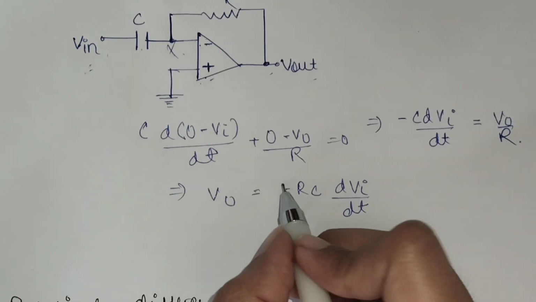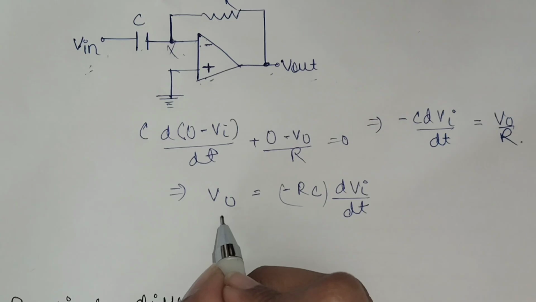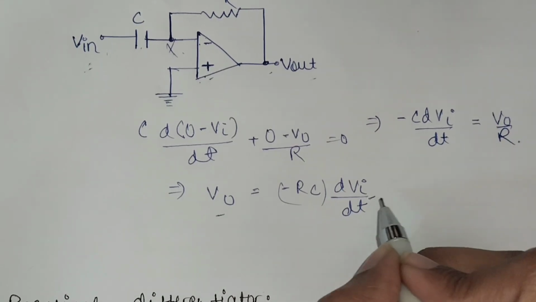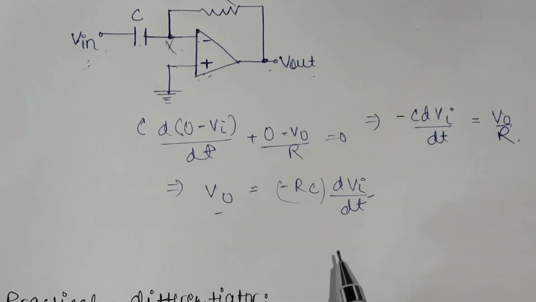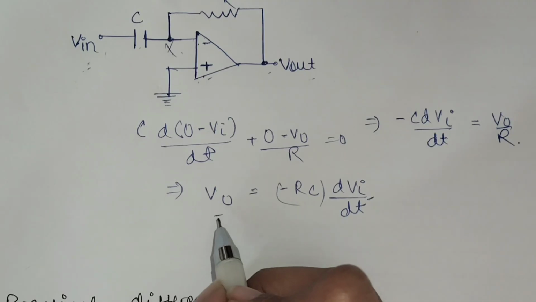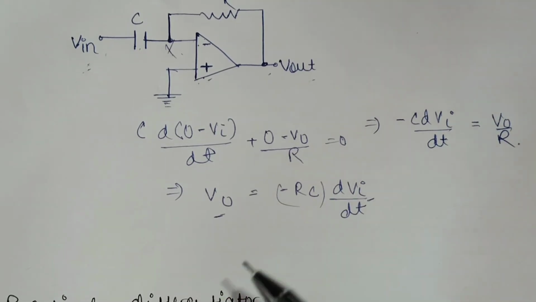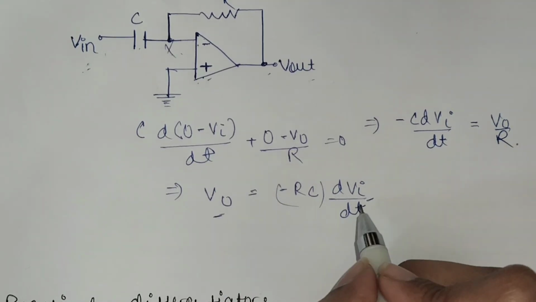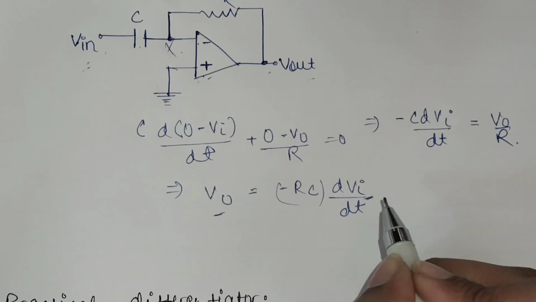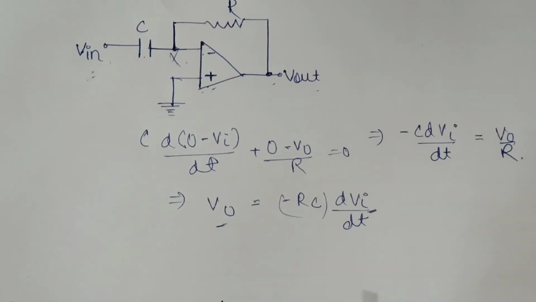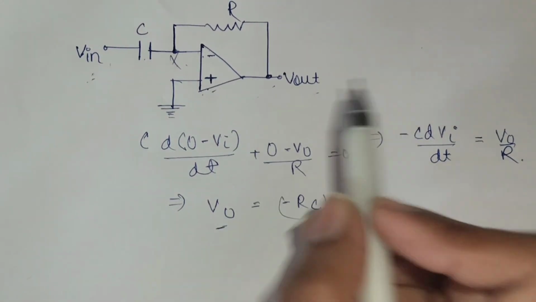This relation is giving us the relation between the V output and the V input, and we can clearly see that the V output is depicted in terms of the differentiation of the V input. That's why this circuit is known as the differentiator circuit.